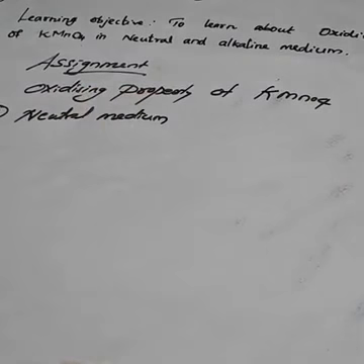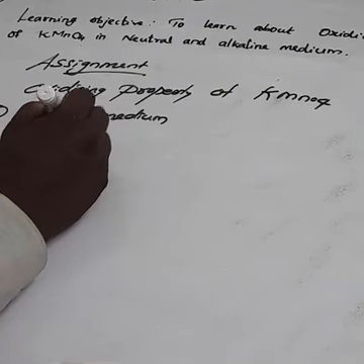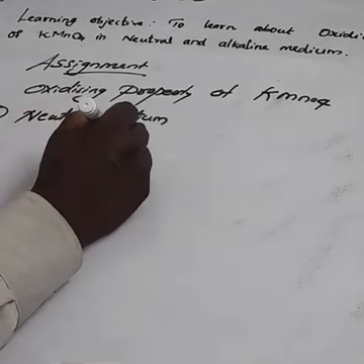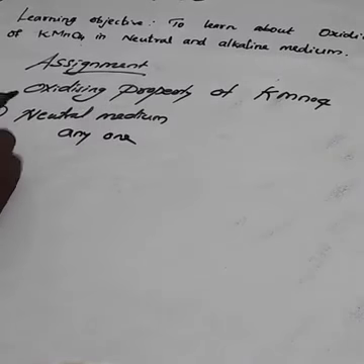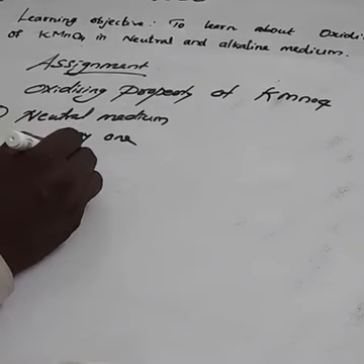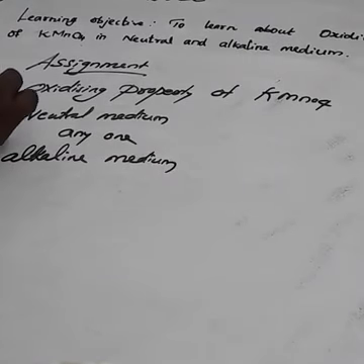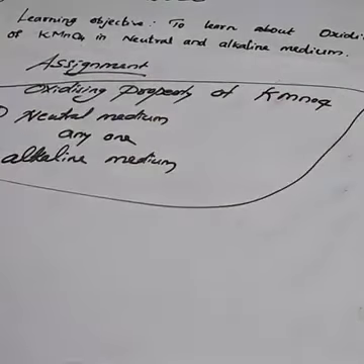In the neutral medium we have two equations. One is thiosulfate converted into sulfate, and also hydrogen sulfide converted into sulfur. Any one conversion in neutral medium. And also the second one, alkaline medium. This is the assignment. I am expecting only the equation. Anyhow, we should write the equation and balance the equation.